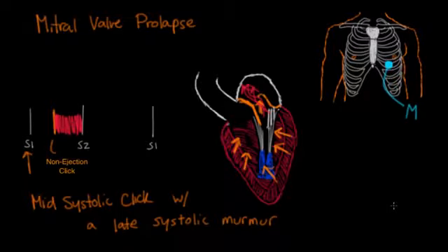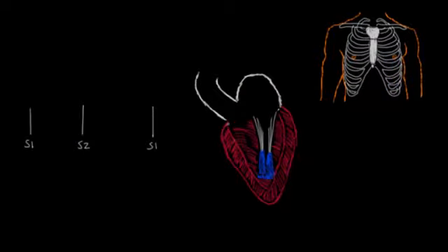So now that we're done with systolic murmurs, let's move on to the diastolic murmurs. So now that we're going to talk about diastolic murmurs, I'm going to switch my pen color here to green, and we're going to move on to the first diastolic murmur, and that's going to be aortic regurgitation.